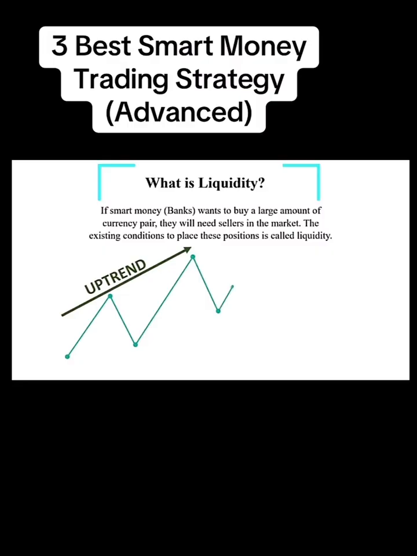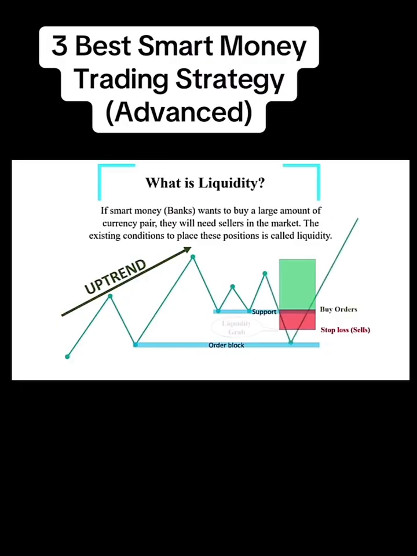So let's suppose that price makes support before reaching the demand zone. So this support will be an interesting area to place buy orders for support and resistance traders. And guess what type of orders are their stop losses? Sell orders. Now, smart money can grab the sells and place their buying positions.